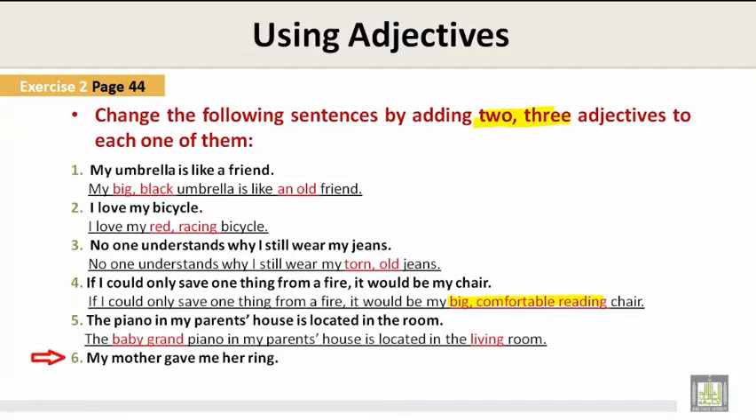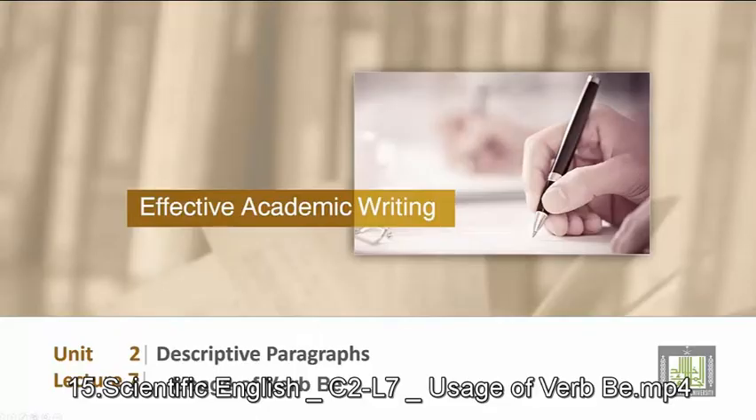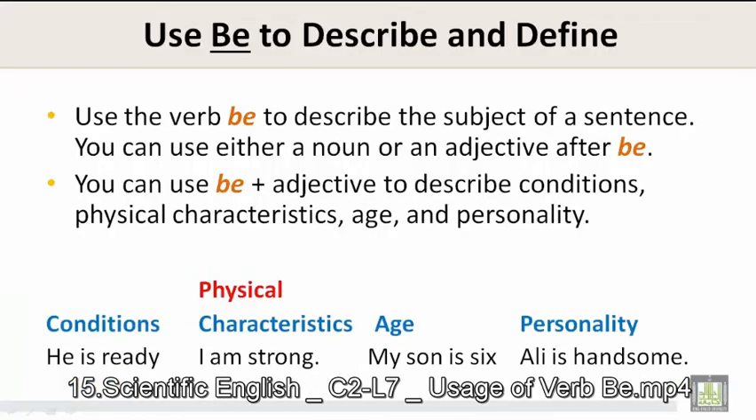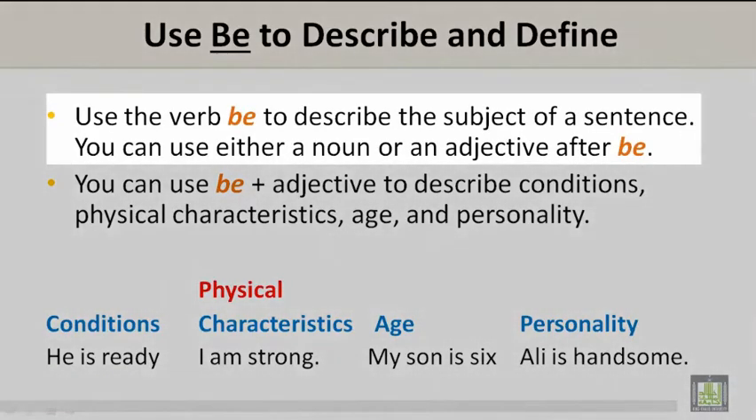Number 6. My mother gave me her ring. My mother gave me her precious ruby ring. In all of these examples, the words highlighted in red are adjectives that we added to the sentence. Use the verb be to describe and define. Use the verb be to describe the subject of a sentence. You can use either a noun or an adjective after the verb be.